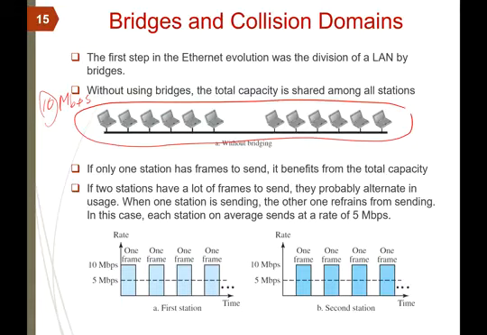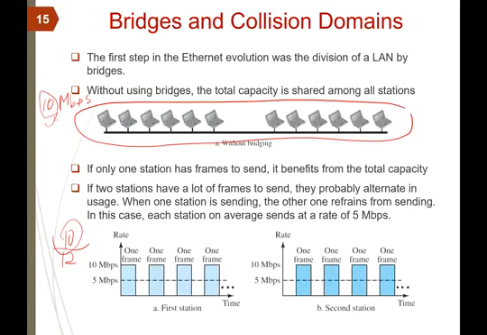But if there are, for example, two devices that want to send data, then this data rate will be shared among them, because if one device sends, the other one cannot send at the same time. So the actual bandwidth will be divided by 2. If all of them have data to send, then the bandwidth will be shared among all of them, which is 10 by 12. So the actual data rate will be much lower than the full available data rate.